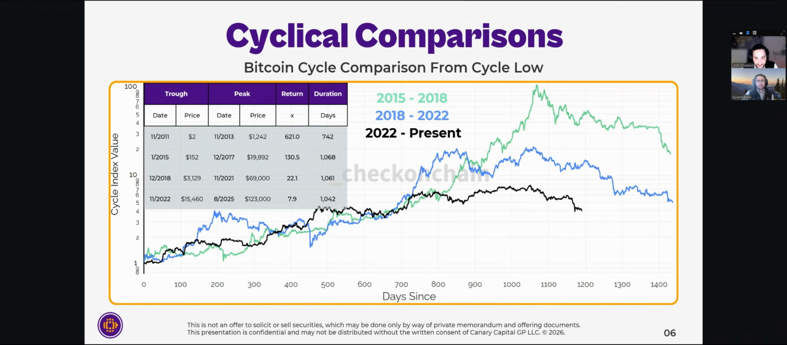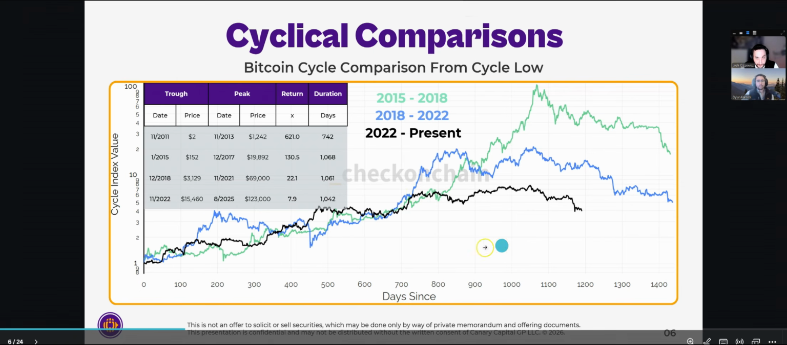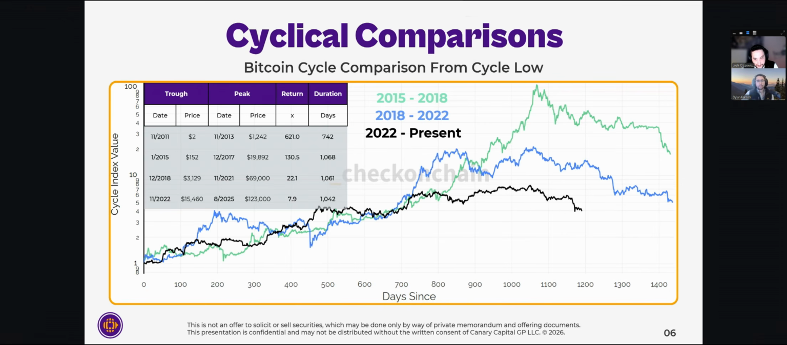This is a comparison of previous cycles relative to the current cycle, and you can see each cycle has had less of a momentum thrust higher, and this cycle so far has petered out. This is from the low, petered out about where you'd expect, around 1,050 days from the low. Again, it depends on where you measure this, but you can see the returns, the multiple compression there.